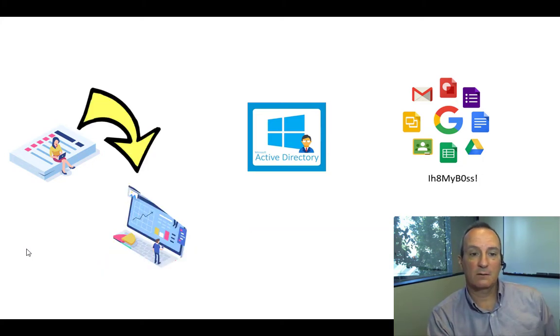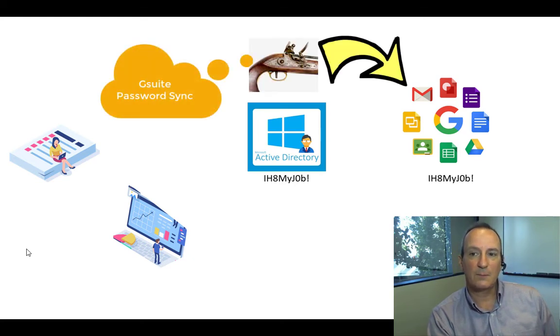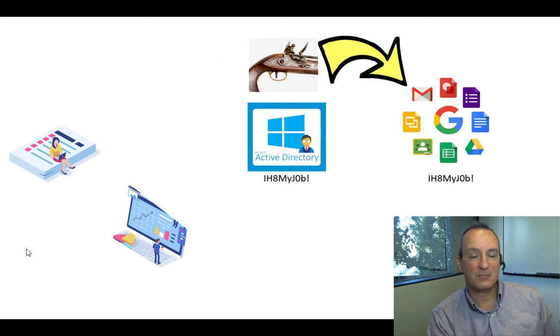Let's say they are visiting the help desk for the first time and they actually have the help desk person change their password for them in the Active Directory. Well, that's okay because it will then send that password, "I hate my job," to Active Directory, which will also trigger a password to be sent to Google. So now we have synchronized passwords, "I hate my job."